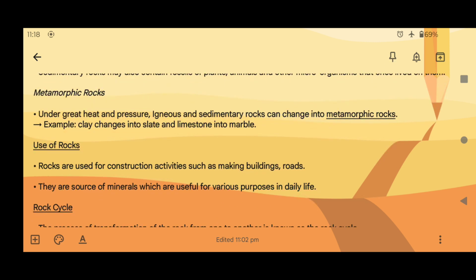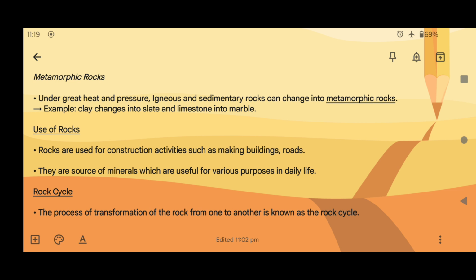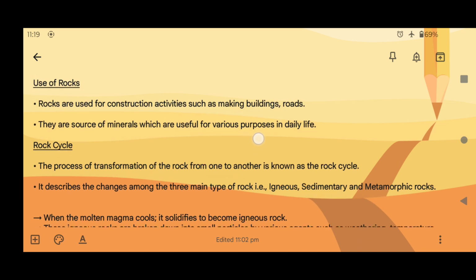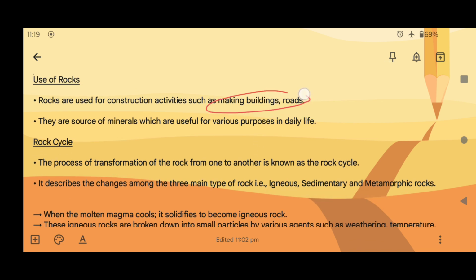Metamorphic rocks. Under great heat and pressure, igneous and sedimentary rocks can change into metamorphic rocks. Example, clay changes into slate and limestone into marble. Use of rocks. Rocks are used for construction activities such as making buildings and roads. They are a source of minerals which are useful for various purposes in daily life.